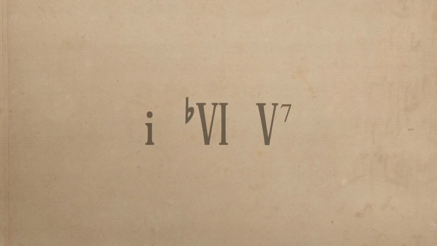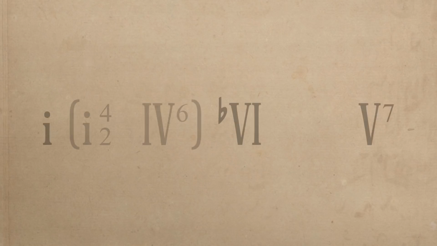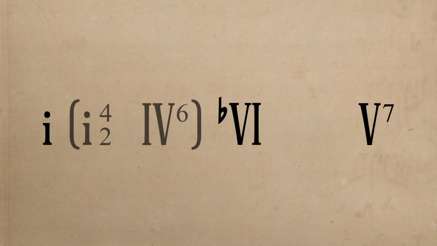And the second phrase is structurally a progression of 1, flat 6, 5, 7. And it uses the 1-4-2 and major 4-6 as a way to embellish the descent from 1 to flat 6, and it also uses the 5-6-4 to embellish the 5-7.